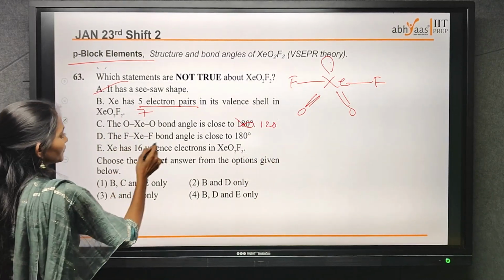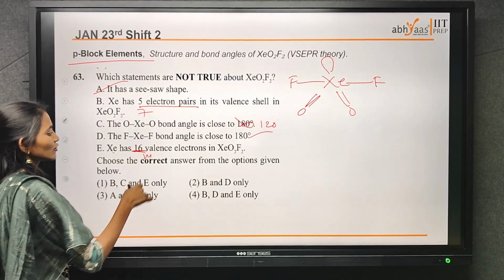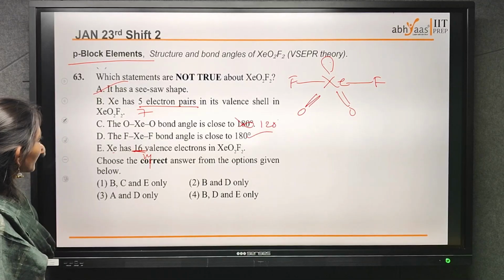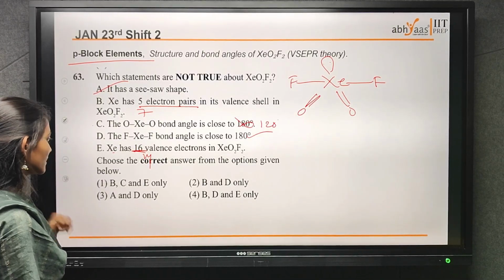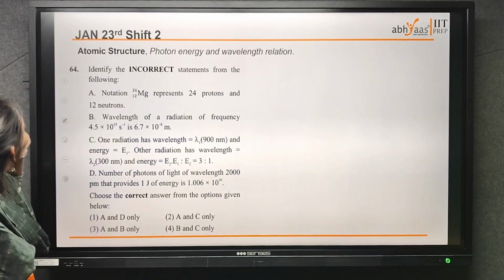Equatorial. And the F-Xe-F bond angle is close to, yes, it is correct. Xe has 16 valence electrons. No, 14 we are having. They are asking not true. B and C and E. The option will be BC. Not that much tricky, a very easy question. Moving on to the next question.